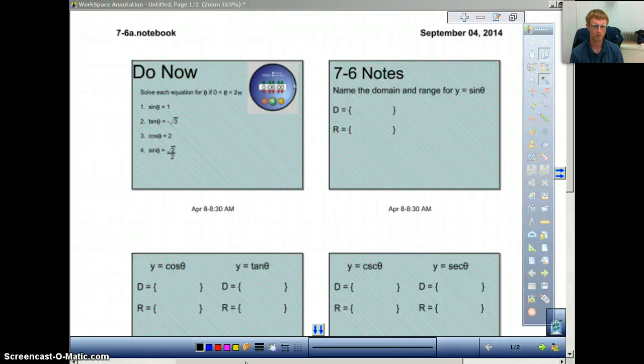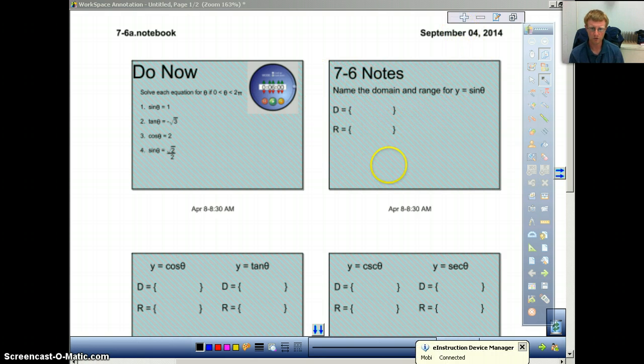All right, so this is 7-6, and what we're going to talk about in 7-6 is the inverse trig functions. So this is going to wrap up the introduction to all the trig functions that we're going to deal with. But before we get into that, we're going to talk a little bit about the trig functions that we actually already know, and be able to see the graphs and see how the inverse functions work.